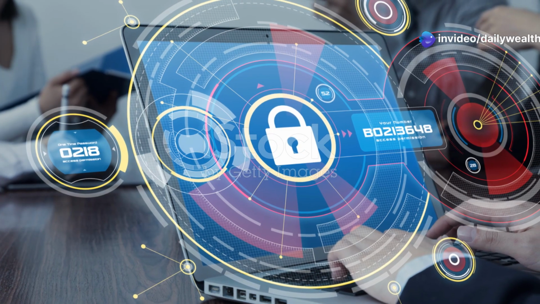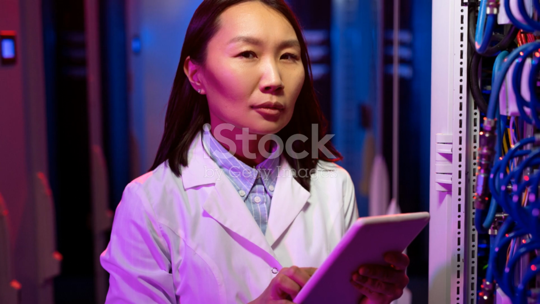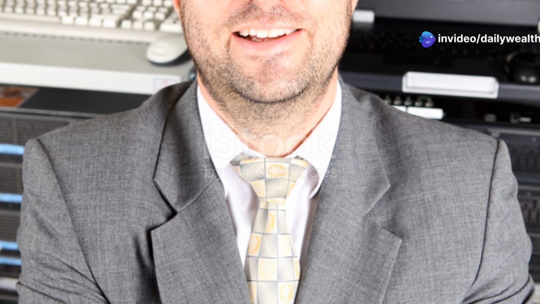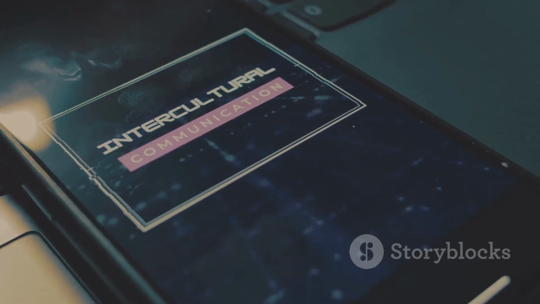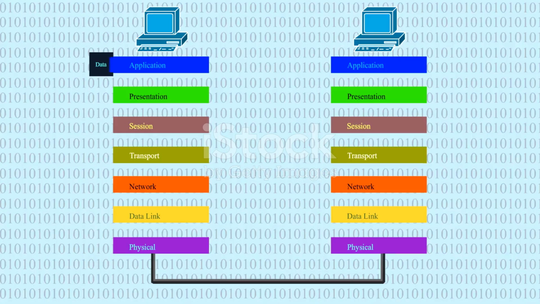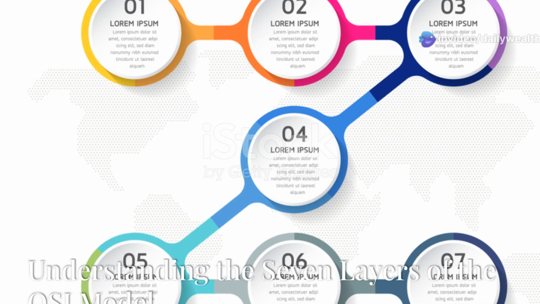Why are network models important? They provide a common language for network professionals. This makes it easier to design, troubleshoot, and secure networks. Without these models, networks would be unreliable. They would be difficult to manage. Just like you need a common language to understand someone, computers need a common language to talk to each other. That's where the OSI model comes in. It's the Rosetta Stone of computer networks.